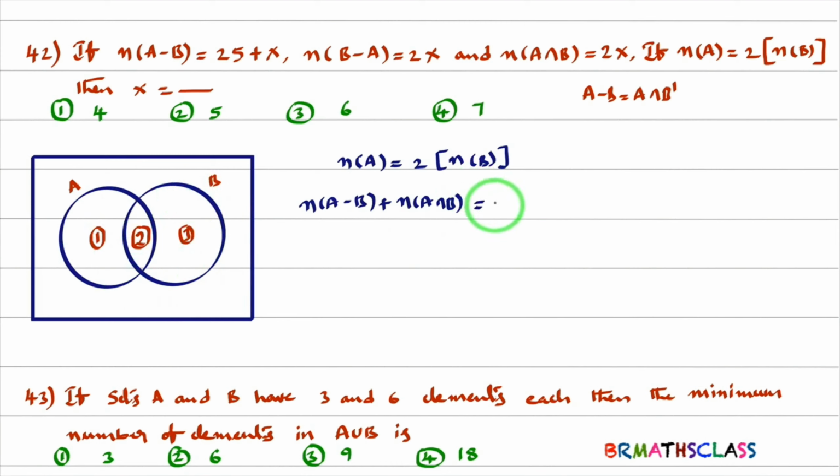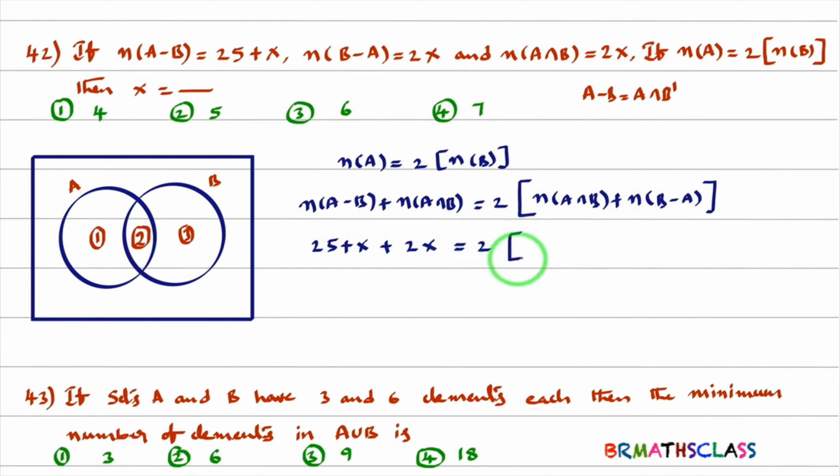So here it is equal to 2 times N of B. N of B means second part plus third part. What is the second part? N of A intersection B, plus the third part. The third part is N of B minus A. You see here, N of A minus B is already given in the question. What is it? It is 25 plus x. Plus, what is N of A intersection B? N of A intersection B is given as 2x, plus N of B minus A. That information is also given. It is 2x.